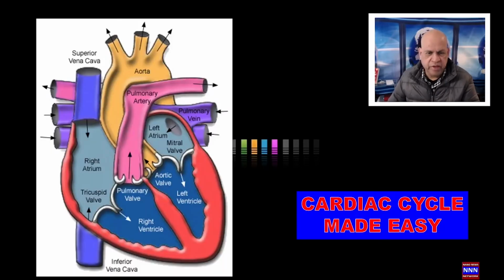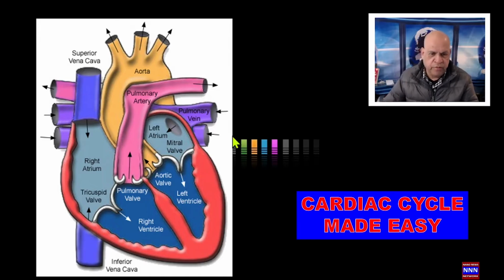The feature presentation is cardiac circulation made easy. First, we are going to look at the anatomy of the heart. Then, we're going to look at the circulation. We're going to look at pressures in various chambers of the heart. And finally, conclude with the oxygen saturations in various chambers of the heart.